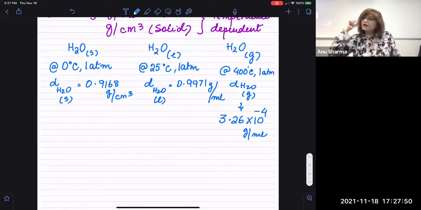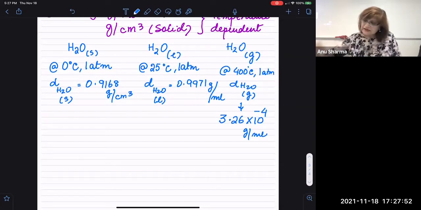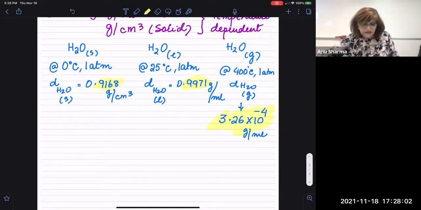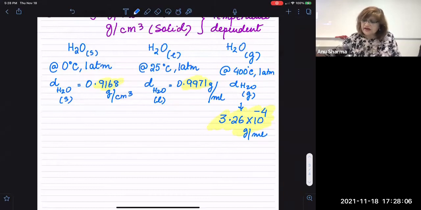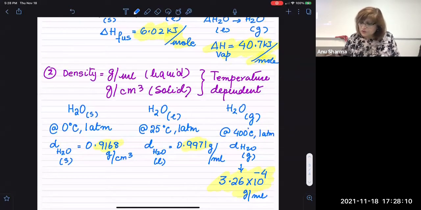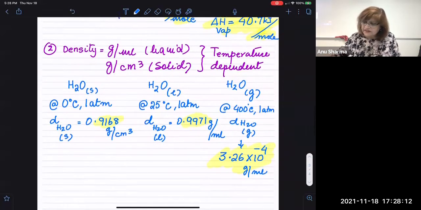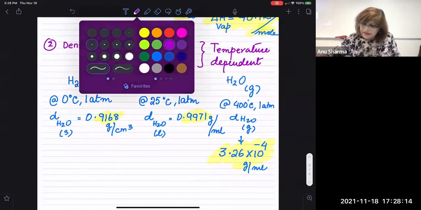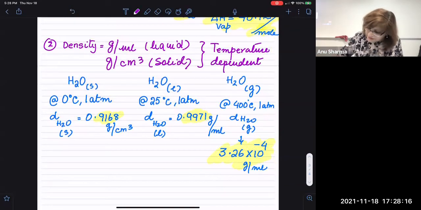Okay. Now we see a huge difference. This is a minor difference, 0.91 and 0.99, but this is huge. This is a significant difference in the density. So that points out again that there have to be some forces that are responsible for these differences in the density values. Next, let's look at the compressibility.